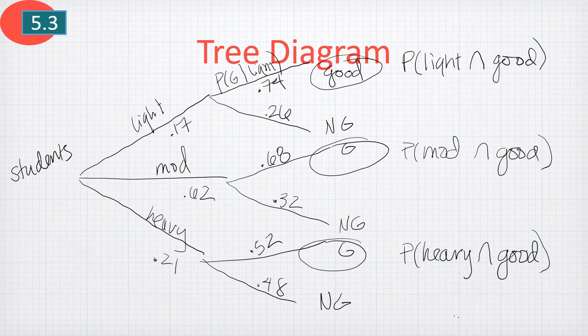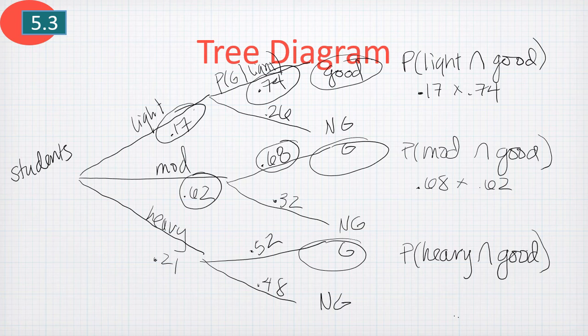So in order to do this, I'm going to have to multiply this plus this, right? So I'm going to have to go, okay, 0.17 times 0.74, right? And I'm going to have to multiply 0.68, right? Because that's the good here, times 0.62 using the multiplication rule. And I'm going to have to multiply 0.52 times 0.21.